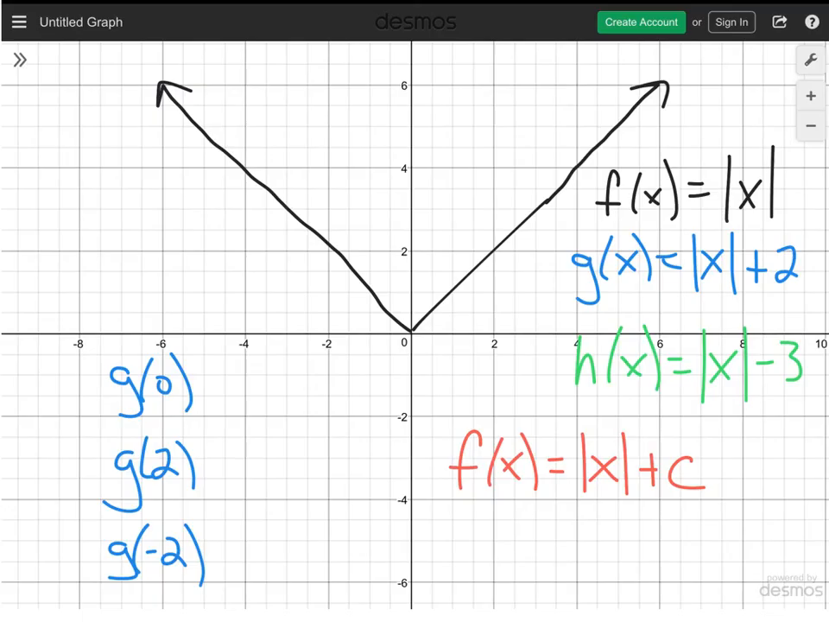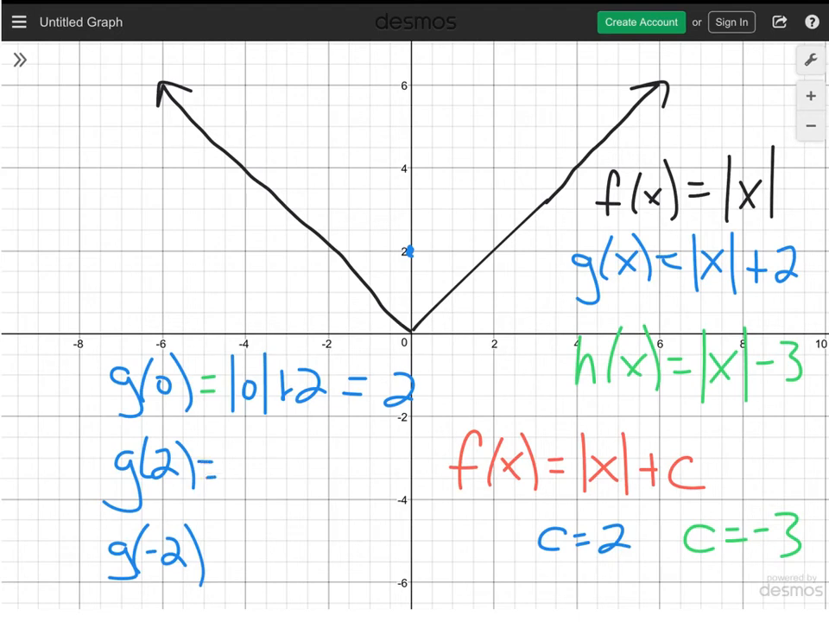So let's move on to the final part here, c. And what I will say is that for the g function, c is going to be 2. And for the h function, c is going to be negative 3. So it's not as confusing as when it's inside the absolute value. But let's see what happens when we plug in a couple values here. So for the g function, when our input is 0, we'd have the absolute value of 0 plus 2. So our output would be 2.